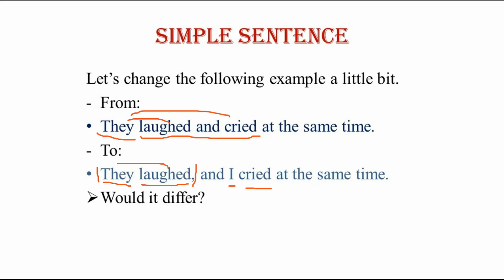So the difference between simple sentences and compound sentences is that the simple sentence has one subject and one verb, even if there were two verbs, but we deal with them as only one verb. But the compound sentence has two verbs and two subjects. Each subject does a different verb from the other.